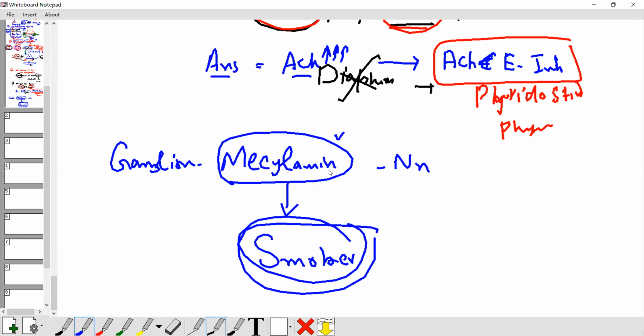Ganglia are present in both the parasympathetic system and the sympathetic system, so NN receptors are present in both. It can increase or decrease both sympathetic and parasympathetic systems. That's why this drug is not very effective, because it interferes with both systems. So this drug is not very useful in the clinic. Only one use: mecamylamine in smokers who want to quit smoking.